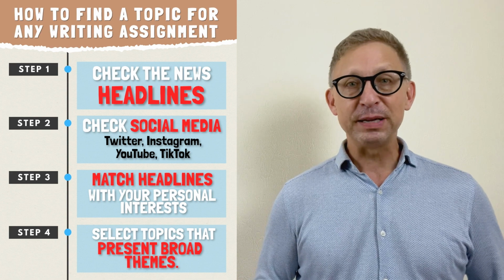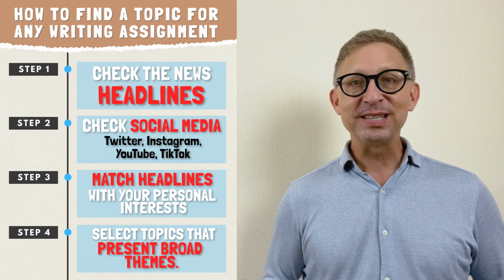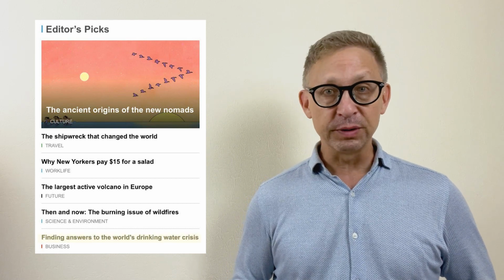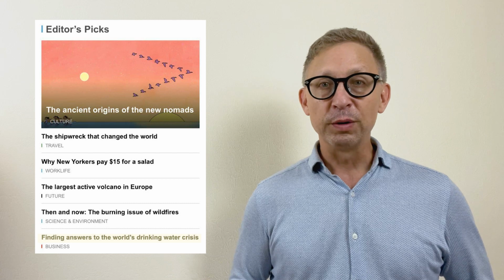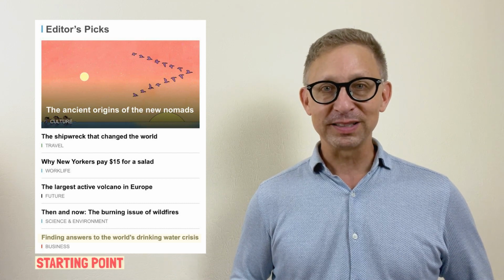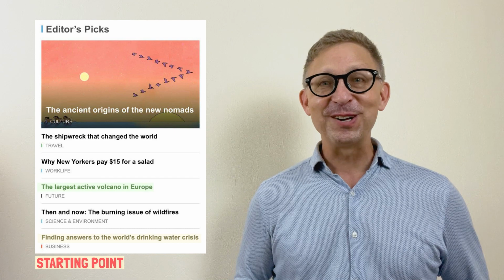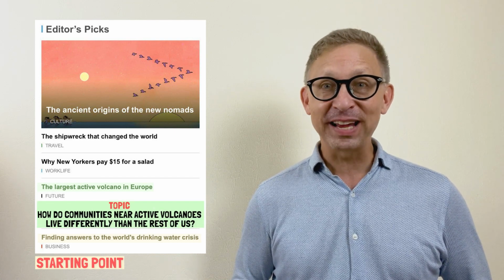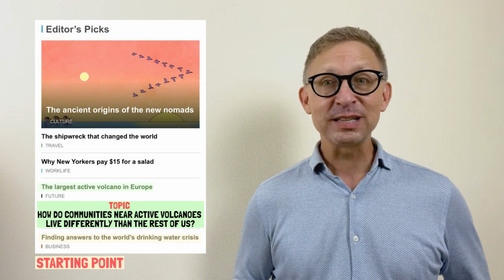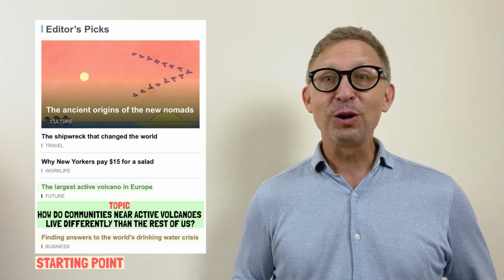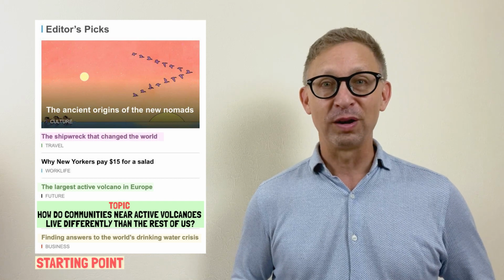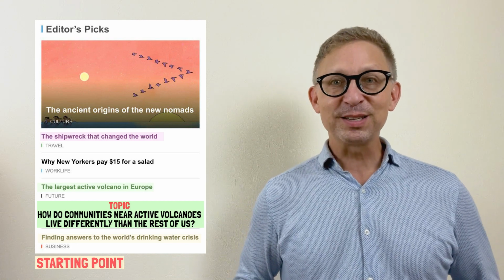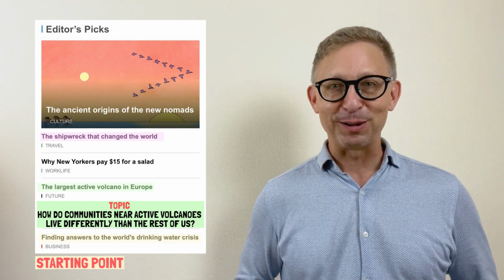If we go to the BBC page one more time, you can see what I mean. The water crisis is a global issue in the field of the environment. This article would make for an appropriate starting point. The article on an active volcano could be an interesting topic. How do communities near active volcanoes live differently than the rest of us? Interestingly, the article on shipwrecks is a historical one, but we could also make it a current event. For example, what have recent discoveries of shipwrecks taught us about the past?